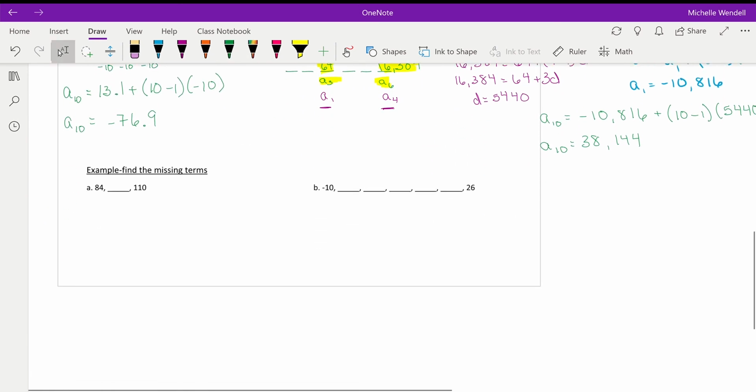All right, last two, we're going to find the missing terms. So in this first example, we have 84 as our first term, and then we're looking for the second, and then we need the third.